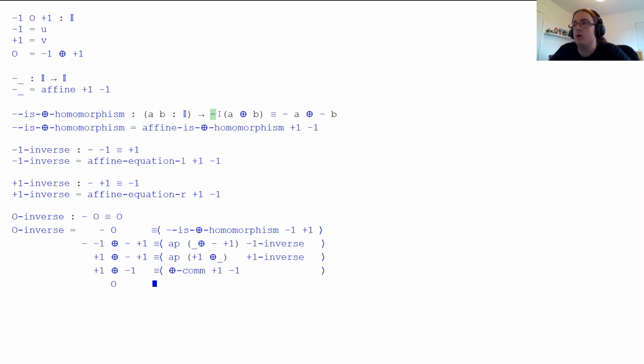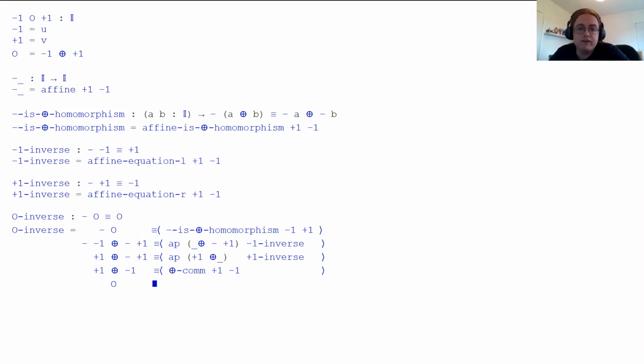We get the midpoint homomorphism. So -(A midpoint B) is the same as (-A) midpoint (-B). And we get the two inverses. The inverse of -1 is +1, and the inverse of +1 is -1. So these come from the definition of affine here. And so we can convince ourselves that this is indeed the negation operation on [-1, 1].